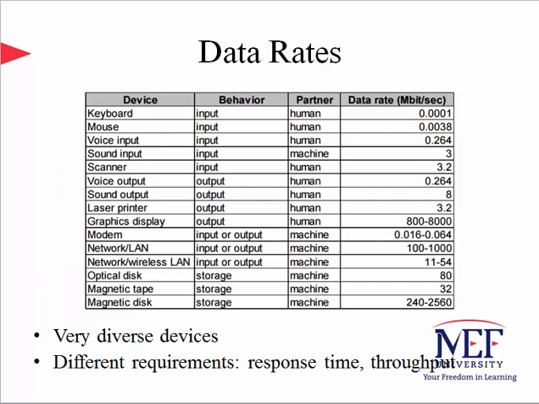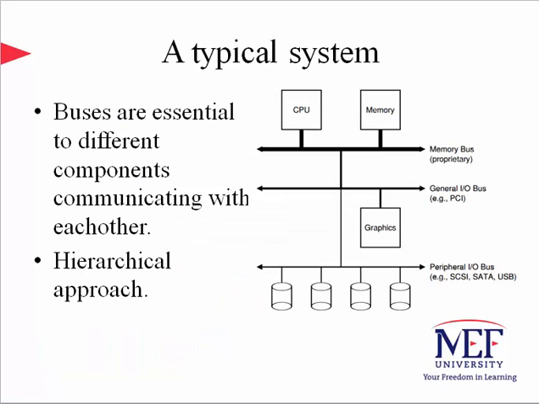And here is the table to show you how diverse the I/O devices are in today's world when you compare them in terms of data rates. Each has different requirements in response time and throughput, and the most interesting thing is that the CPU must promptly be responsive to all of these devices without hurting end user experience and maintain efficient hardware utilization. So let's look at the structure of a typical system.